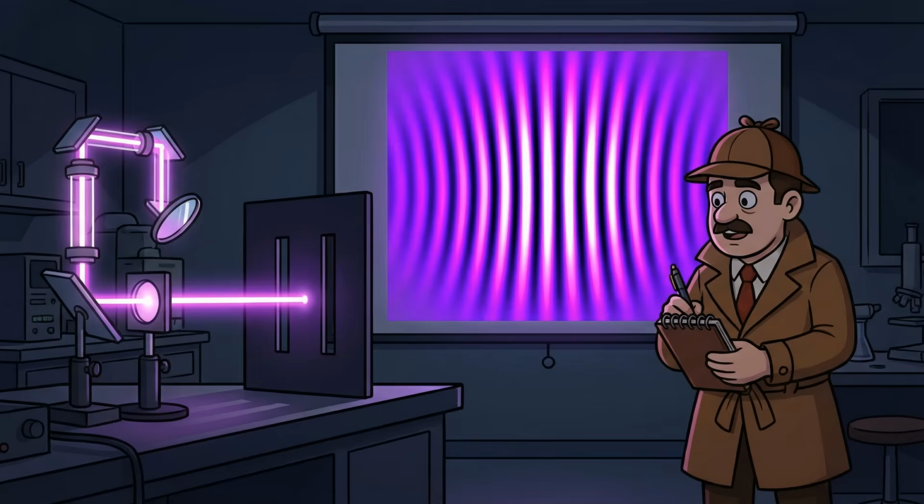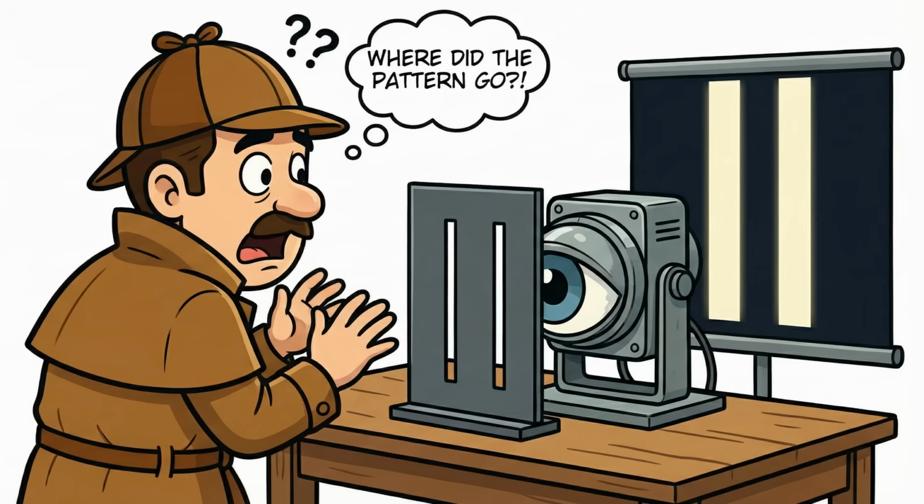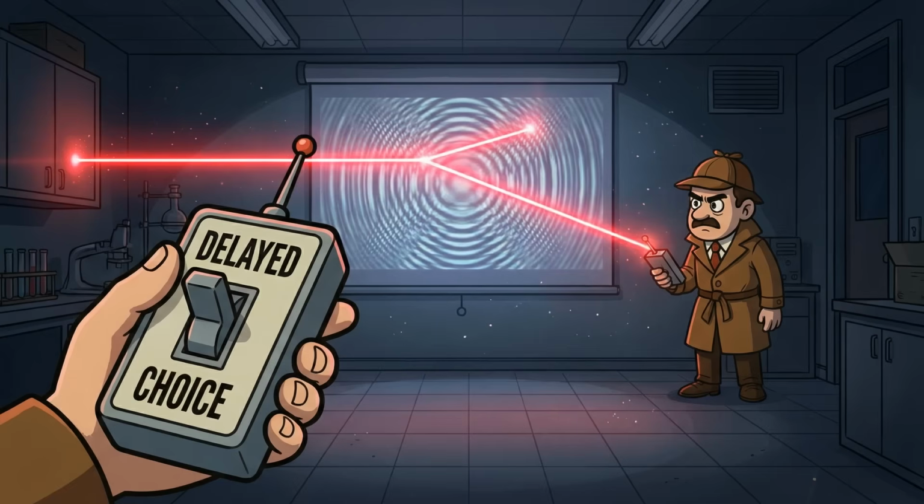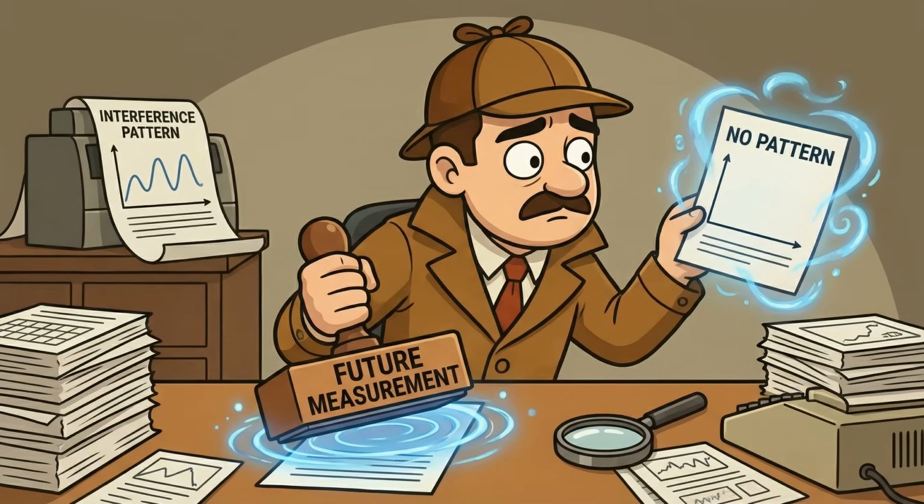Normally, photons create an interference pattern, indicating they behave as waves traveling through both slits simultaneously. If you measure which slit a photon goes through, the interference pattern disappears. The photon behaves as a particle going through one slit. In the delayed choice version, experimenters can choose whether to measure which path information after the photon has already passed through the slits, and even after it's been detected on a screen.